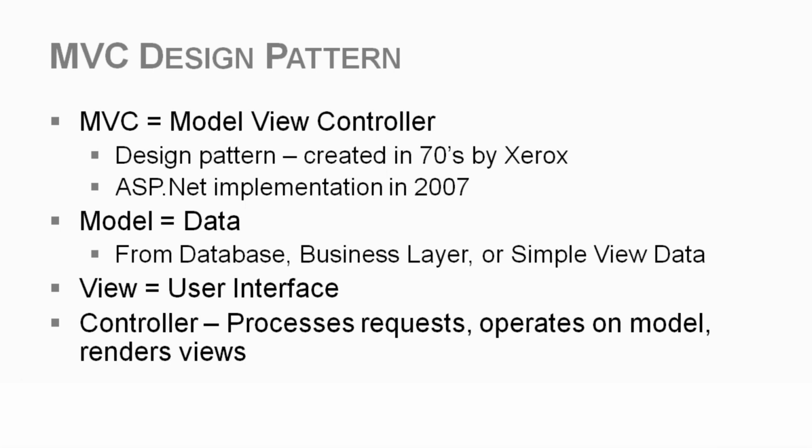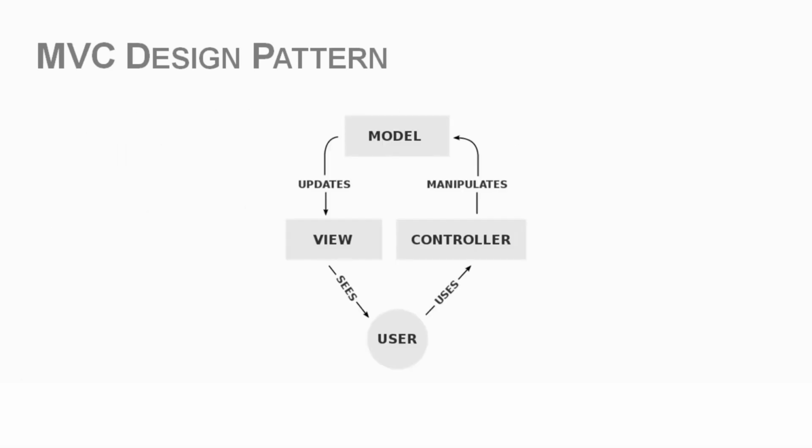The view is the user interface, and the controller processes requests, operates on the model, and renders views. So it's basically taking user input, working on the model or the data, and sending that model to the views so the views can be updated and their display can be updated to reflect any changes that happen in the data model. Here's the classic diagram of an MVC design pattern.